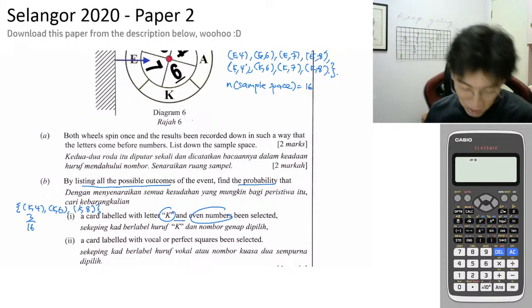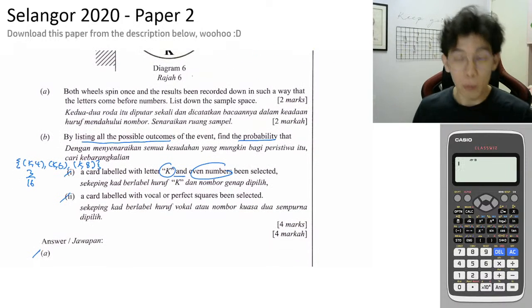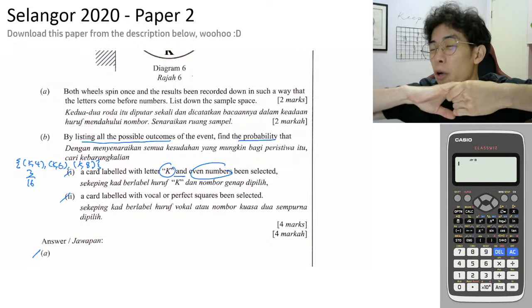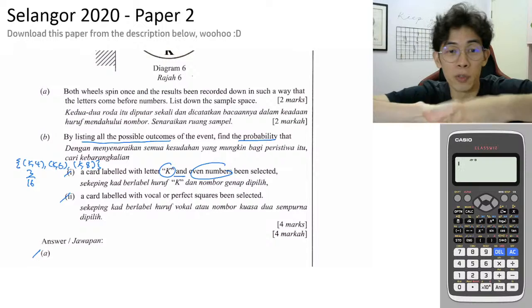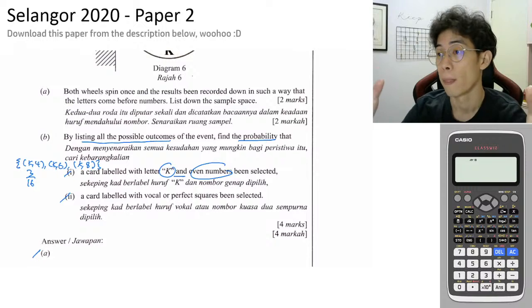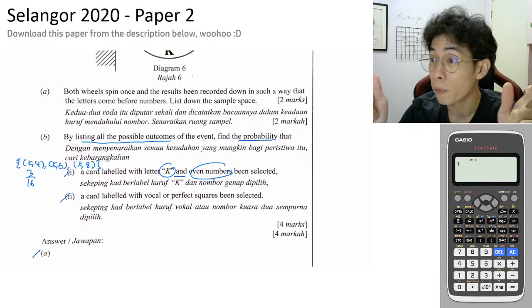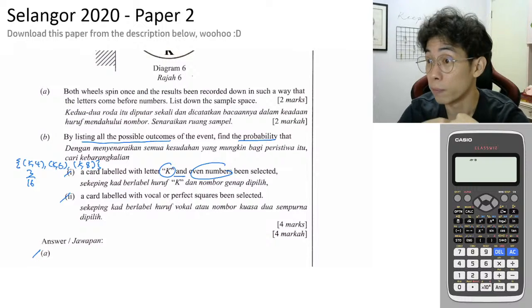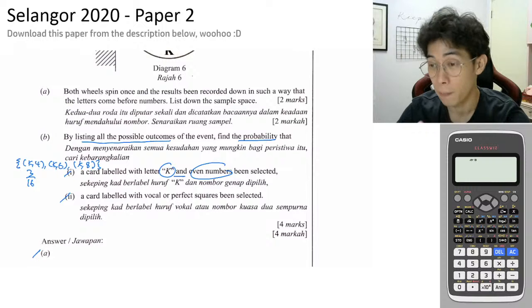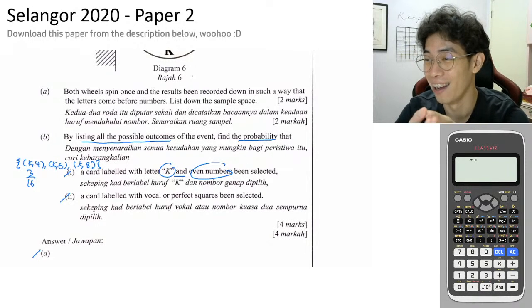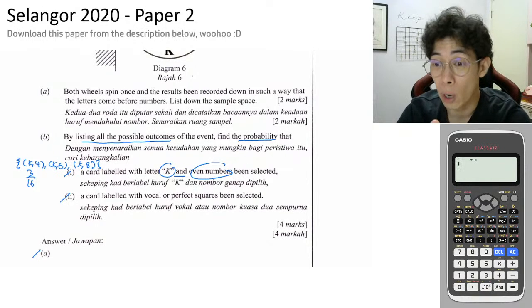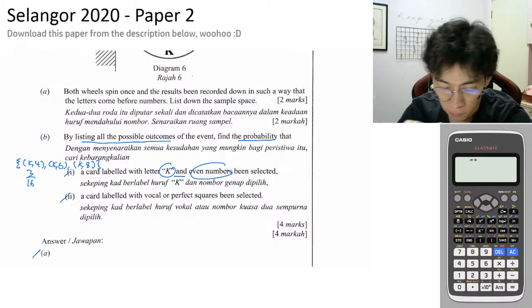I want to fight. Okay, so number 2, I repeat, N is like girlfriend one, together, don't want to let go. So you see the combination must be K and even number. And the next one, a card labeled with vowel, or perfect squares been selected. So vowel means A, E, I, O, U, or perfect squares been selected.